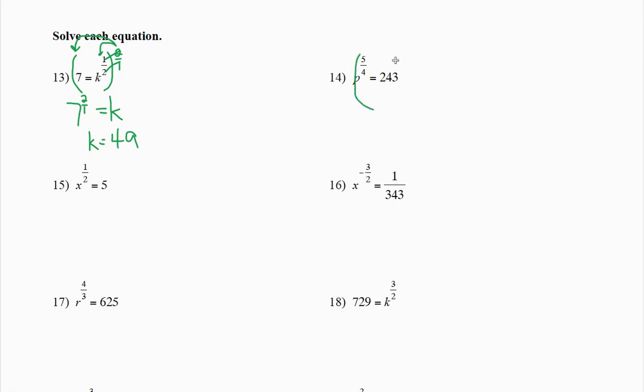Same thing. We're going to do it to the reciprocal. So what's the reciprocal of 5/4? It is 4/5. So everything cancels out with the p, so we're left with p is equal to 243 to the 4/5. Now you have to ask yourself, Miss Wood, we do not know what 4/5 of 243 is. That's where Desmos comes in handy.